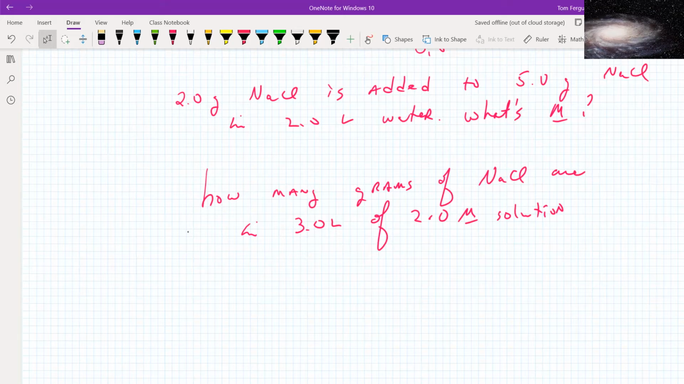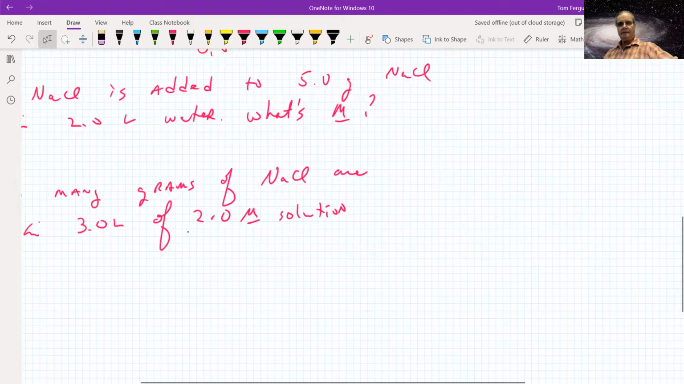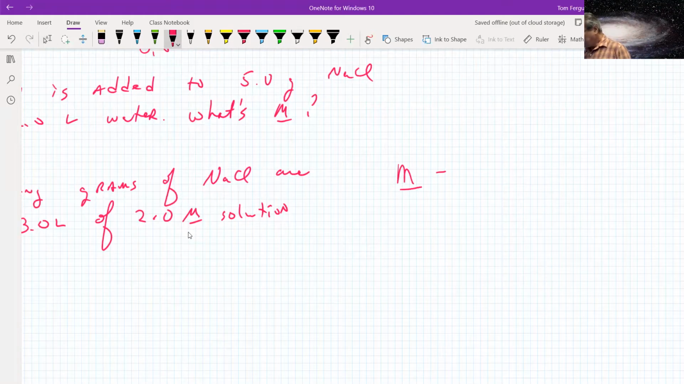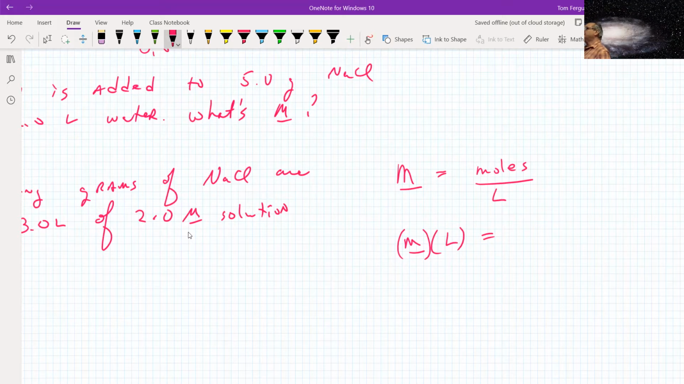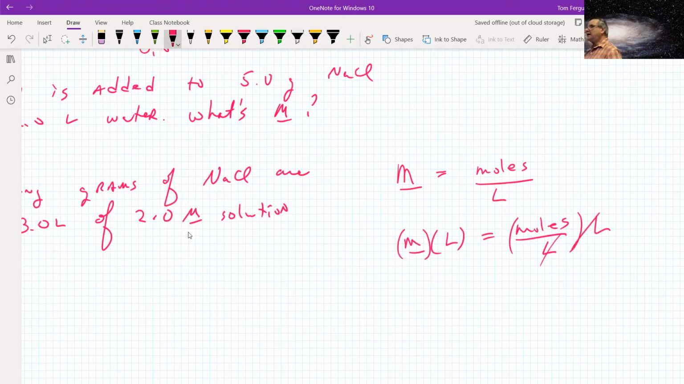Let me show you a relationship that's very important. If we look at the definition of molarity, it is moles per liter, right? If we multiply liters by molarity, what do we get? Think about the units again. Moles, because liters cancel, gives us moles.